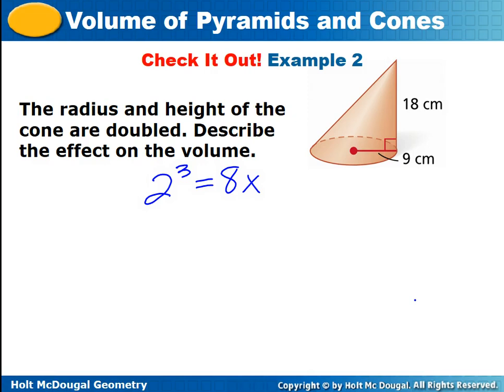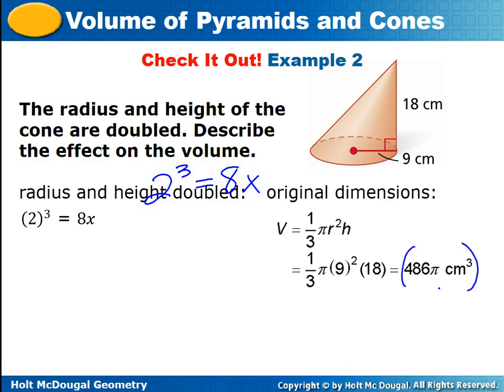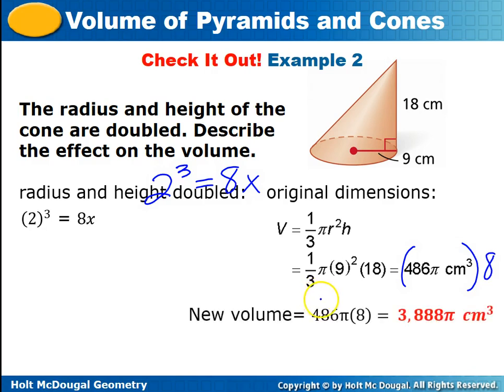So again, we can find the volume of the original. And when we find the volume of the original, we see that that's 486 pi centimeters cubed. Then we can take this number right here to find the new one and multiply it times 8. When we do that, we get that the new volume is 3,888 pi centimeters cubed. So we're going to find out what the effect is. The effect is that the shape's getting 8 times bigger.